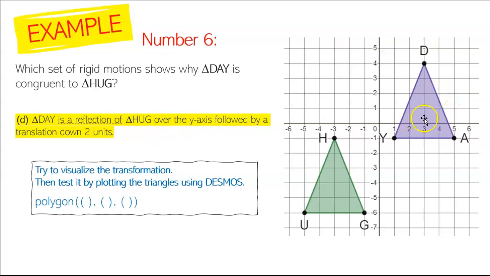So how do we get there? We're going to reflect over this y-axis. So if you reflect over the y-axis, the D is going to be here, and the Y is going to be right here. And then we're going to translate it down 2 units to get to that point. That should be down 5 units. So we're going to reflect DAY over the y-axis. Then our A is going to be on this side, our Y is going to be on this side, and then we're going to translate it down 1, 2, 3, 4, 5 units.